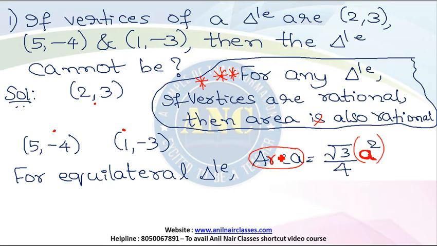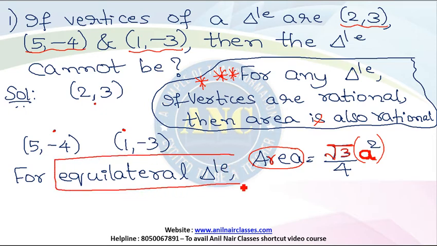I hope you are getting my point. What is the meaning of rational value? In simple terms, assume it as integers. You substitute any integer value for a here and simplify. Because you have this term root 3, which is irrational, the area also finally will be irrational. That means if the vertices are rational numbers, then the triangle cannot be an equilateral triangle.